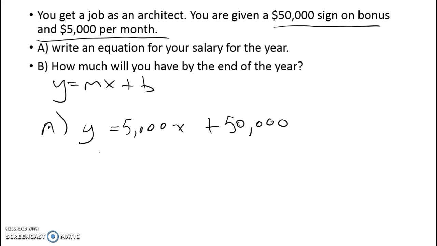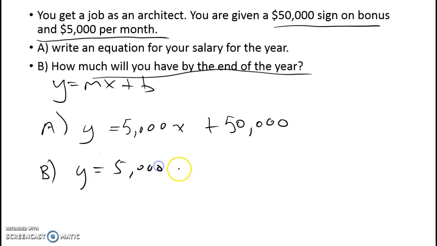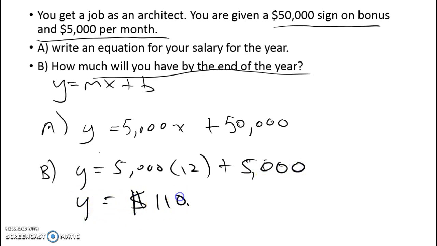And we just finished part A. We just wrote what our salary is going to be for a year, assuming that we start January 1st and end the last day of December. Now let's find out how much you will have by the end of the year. There are 12 months in a year, so we're going to put 12 in for x, and then solve it, and we're going to find out that we're going to be paid $110,000 for that first year, which must be nice.